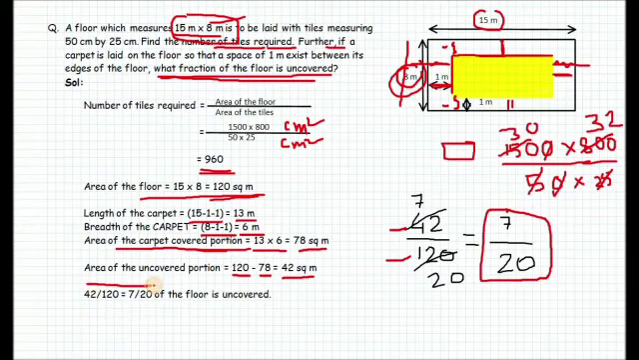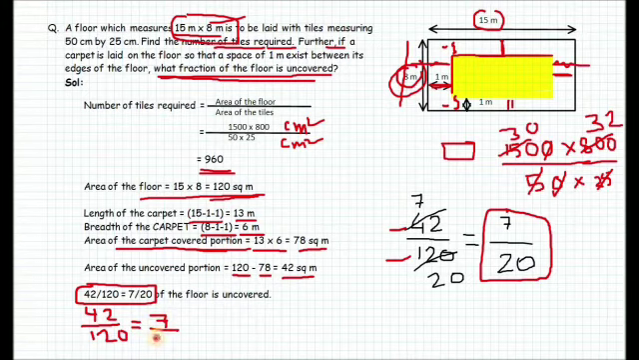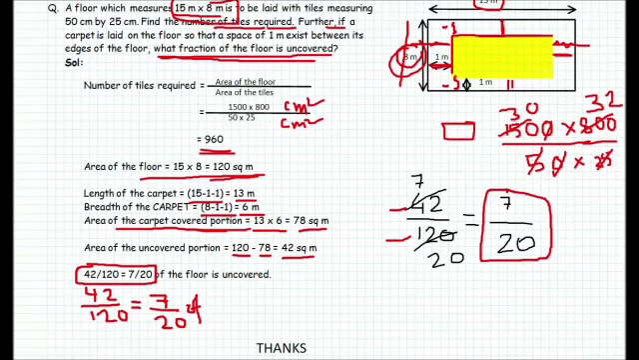Now this is written using the oblique sign, but it is better to use the fraction way. Here I could not write the fractional form, so that's why I have written it in that way. So 7 by 20 of the floor is uncovered, right? So these are the solutions.